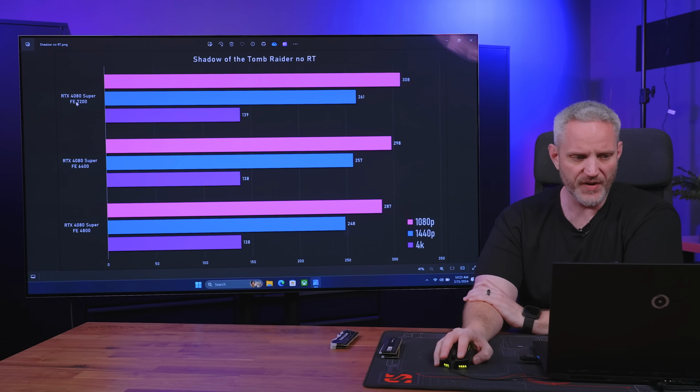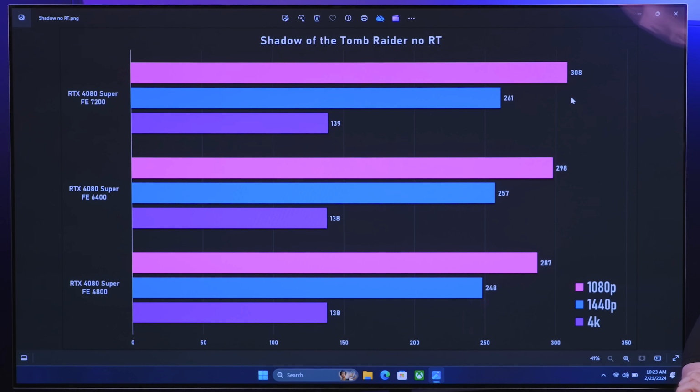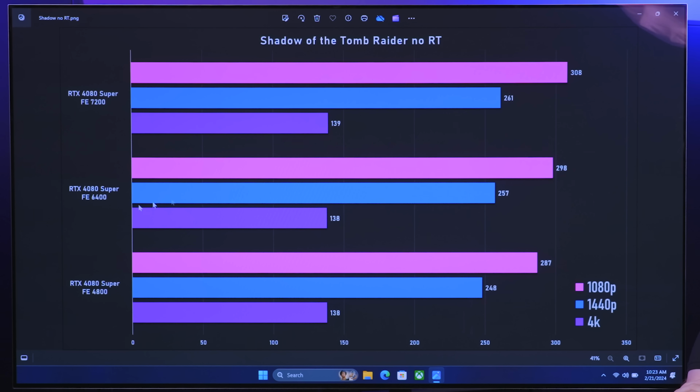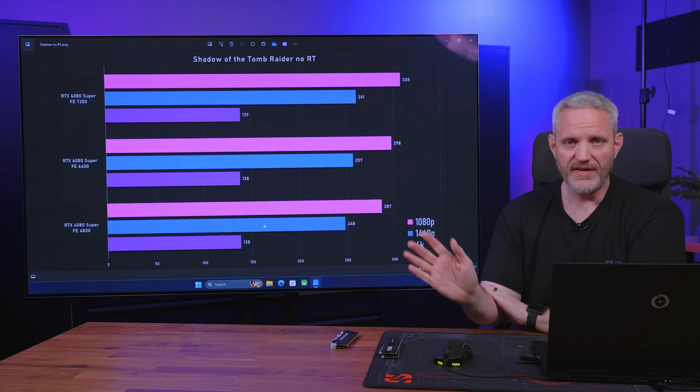But our 4080 Super with 7200 megahertz at 308 FPS, we saw an improvement of 10 FPS versus the 6400. Probably again, the timings as well as the just super fast transfer rates. And then in 1080p down here, all the way down to 287 for the 4800. And if we look, we see that same linear improvement in 1440p, 248, 257, 261. Then in 4K, we see it doesn't matter because we're not waiting on the CPU at all there.